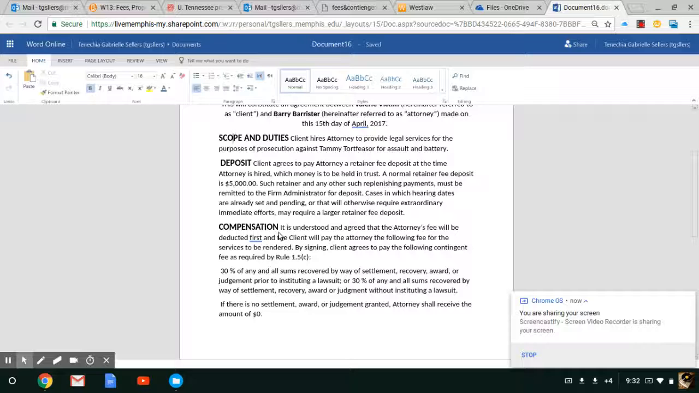Compensation, this section is just explaining it's understood and agreed that the attorney fee will be deducted first and the client will pay the attorney following the services being rendered. And this is just agreeing to Rule 1.5C. It talks about the client agreeing to pay the following contingent fee: 30% of any and all sums recovered by way of settlement, recovery, award, or judgment prior to institution of a lawsuit, or 30% of any and all sums recovered by way of settlement, recovery, award, or judgment without instituting a lawsuit.